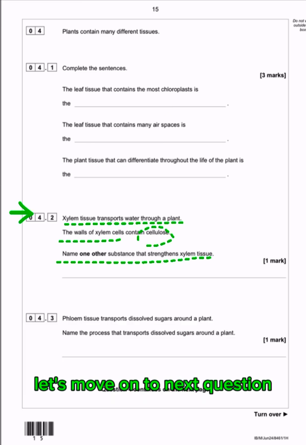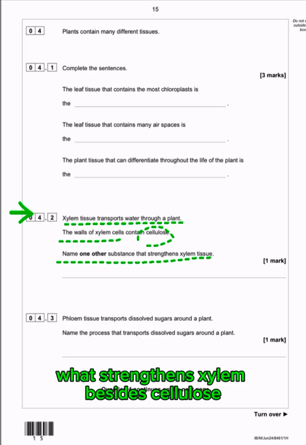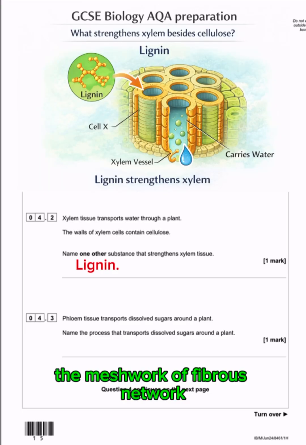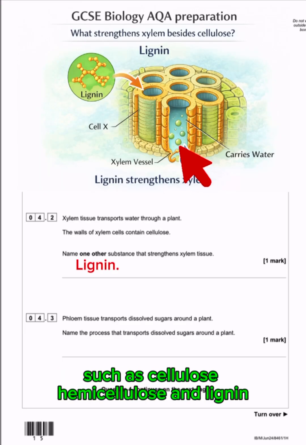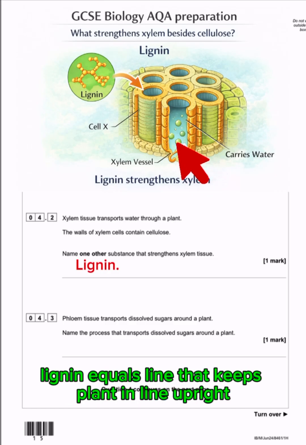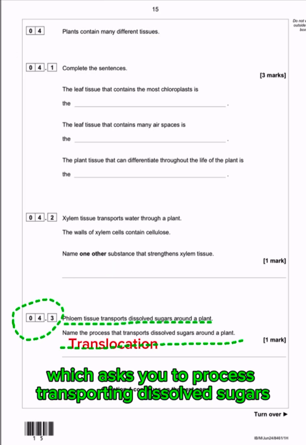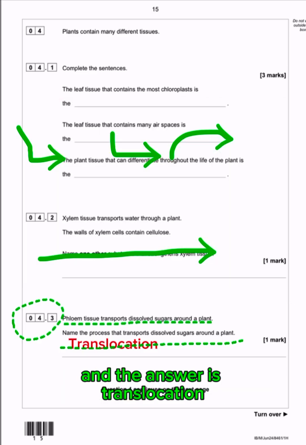Let's move on to part 4.2, which asks you to name the material that strengthens xylem besides cellulose, and the best answer is lignin. Let me give you a tip. The meshwork of fibrous network of the cell wall is composed of strengthening materials such as cellulose, hemicellulose and lignin. Easy memory trick: lignin equals line, it keeps the plant in line, upright. Next, part 4.3 asks for the process transporting dissolved sugars, and the answer is translocation.